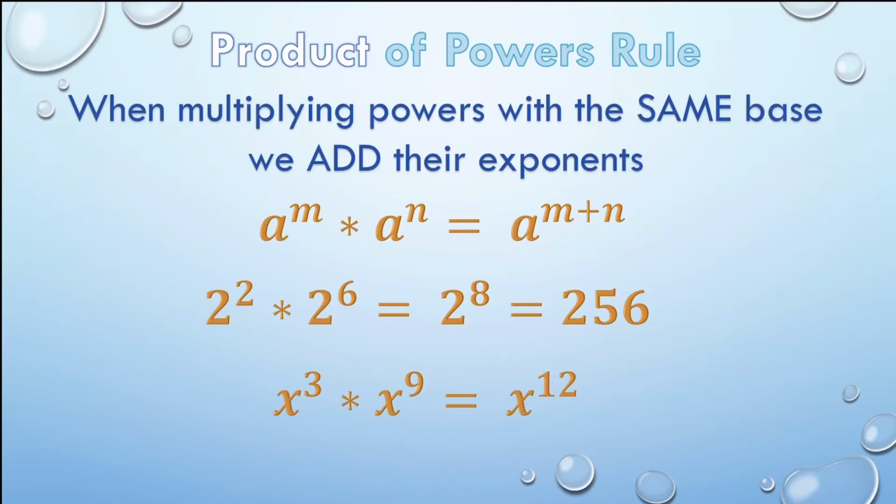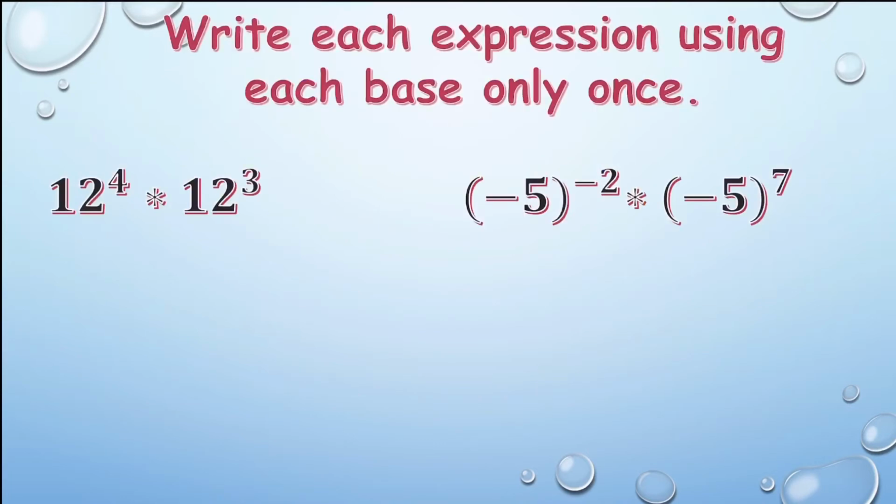Let's go do some examples, and there's some different instructions. So we're at a point where you have to read the instructions because it's going to tell you something different. And here's what I mean. This just says write each expression using each base only once. Nowhere in here does it say simplify. So don't freak out that you see 12 to the 4th times 12 cubed. Here's what we do. Same base. Add the exponents. You get 12 to the 7th. Now, is that only one base? So you have done what the instructions have said. Okay?